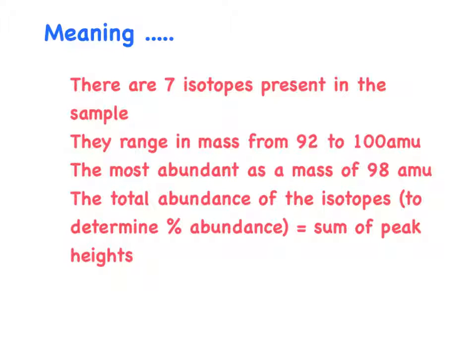Now, it also says here the most abundant isotope occurs at 98, and this is a mass to charge ratio. So if it's a mass of 98 and the charge is 1+, it's 98 AMU. And the total, as I said, is the sum of the heights of all of the peaks. So we have a look at all those.